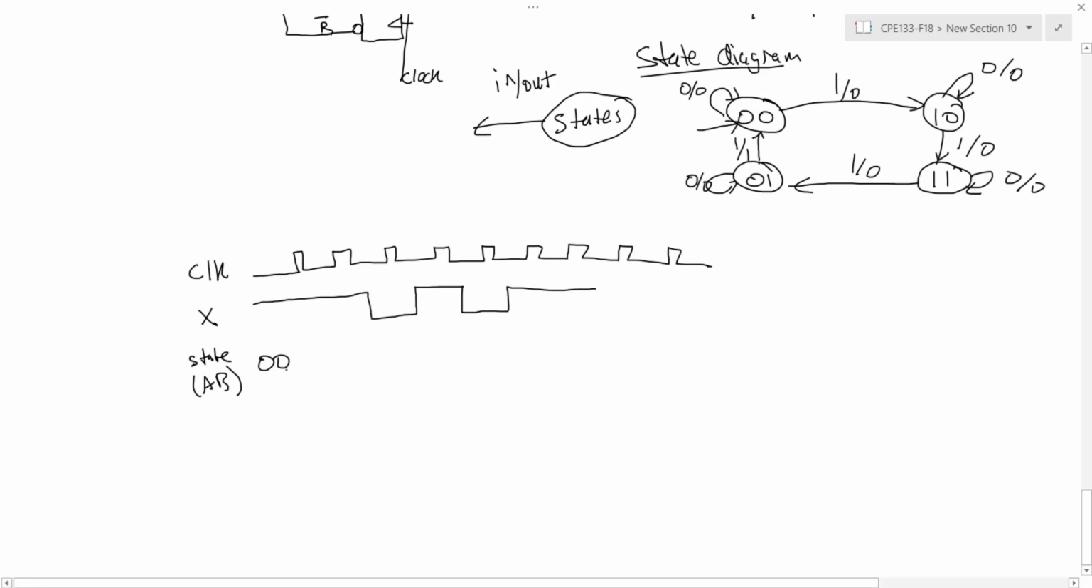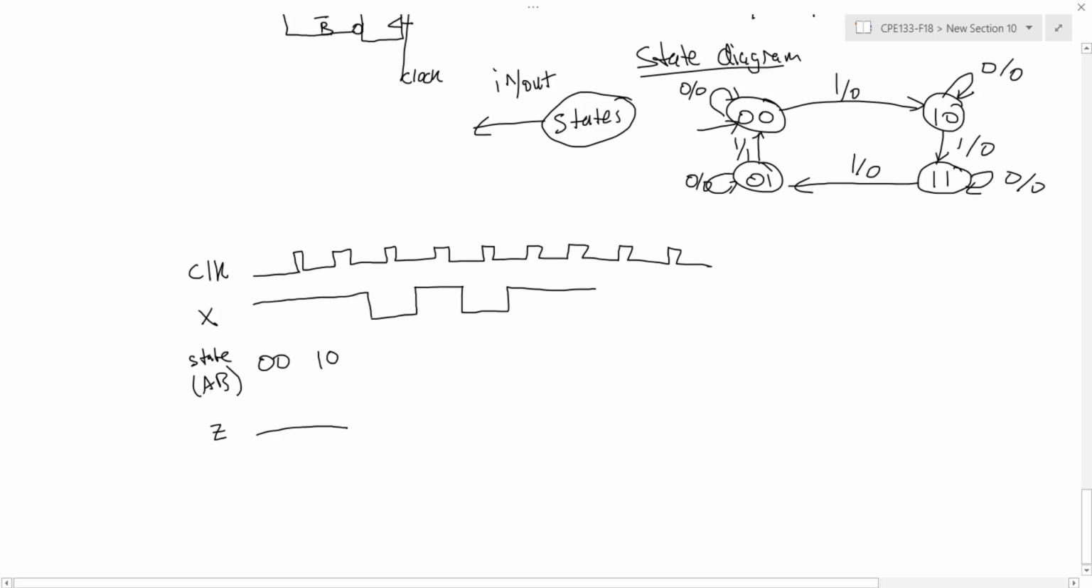So I start off in state 0, 0, and the first input, when I get to the first clock edge, we'll say that these are positive edge triggered flip-flops. The first input is a 1, so I look at my state diagram, I see that when I'm in state 0 and the input's 1, I transition to state 2. And my output is 0, in both these states.